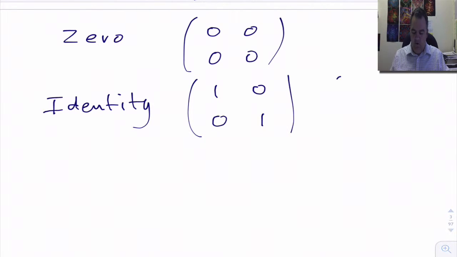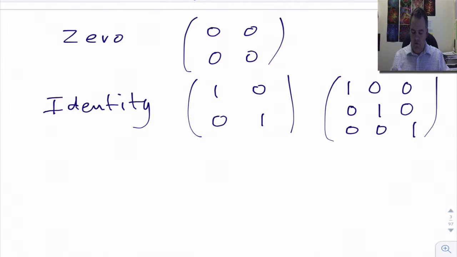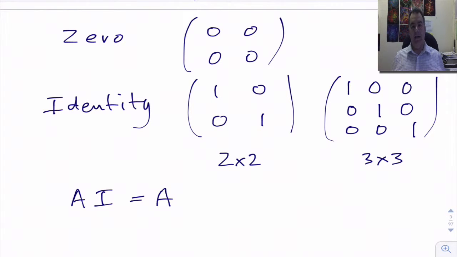An identity matrix is a square matrix, so 2 by 2 or 3 by 3, where the leading diagonal has ones and all of the rest of the entries in there are zero. So there's a 2 by 2 identity matrix. There's a 3 by 3 identity matrix. The reason it's called the identity matrix is because if we take any matrix A and multiply it by the identity matrix, we get A again.